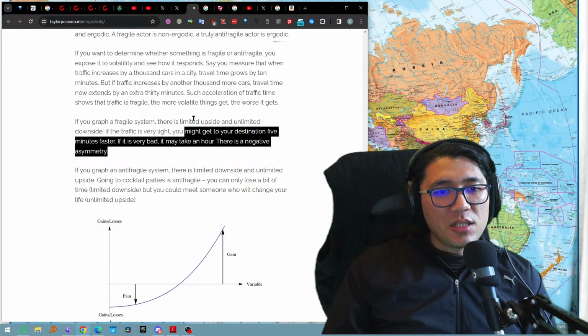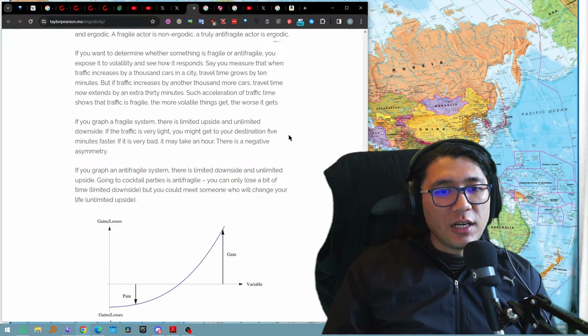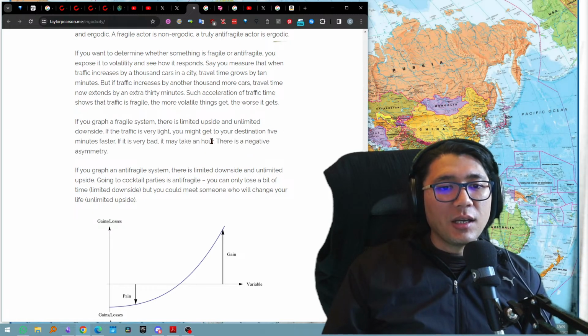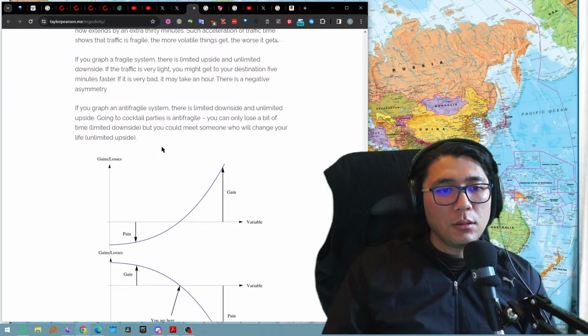If you graph a fragile system, there is limited upside and unlimited downside. If traffic is very light, you might get to your destination 5 minutes faster. If it is very bad, it may take an hour. There is a negative asymmetry.